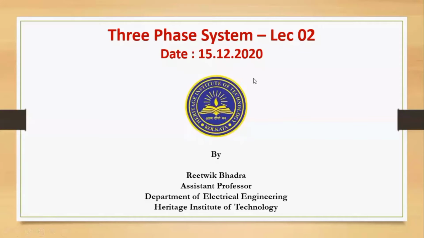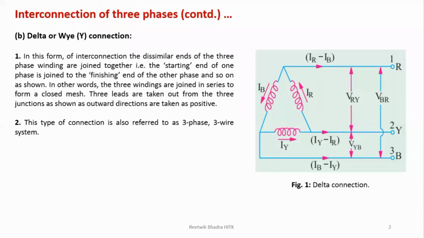So let's start. We'll start with our second lecture on three-phase system. First, last Tuesday, what we learned was how the three-phase was generated and one of the interconnections of three-phase. So the second interconnection of three-phase we'll study today, which is your delta connection. So how does a delta look like?